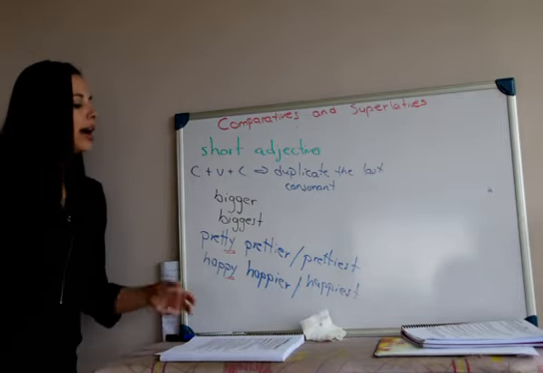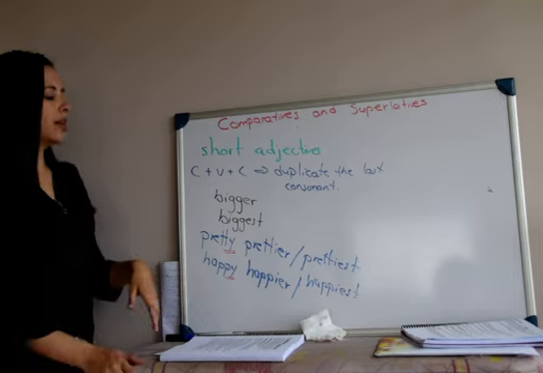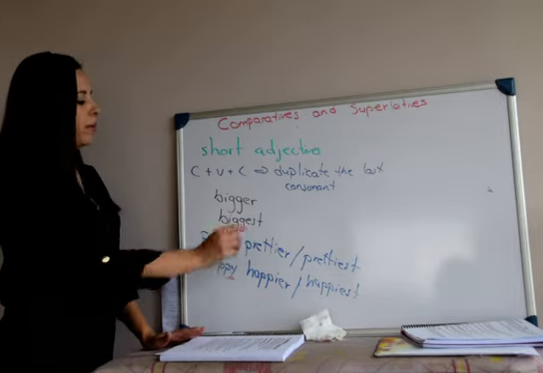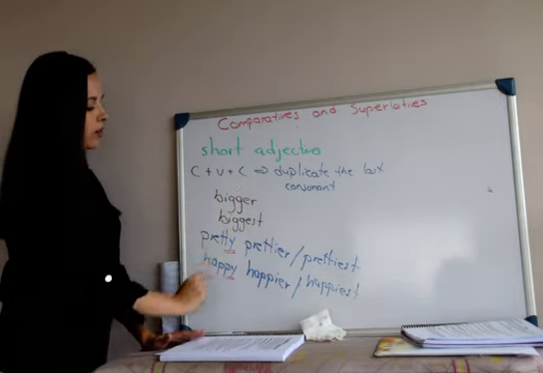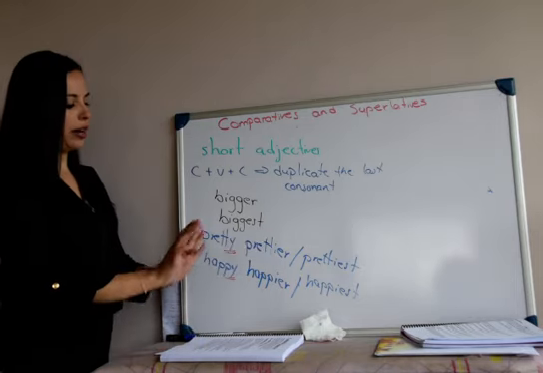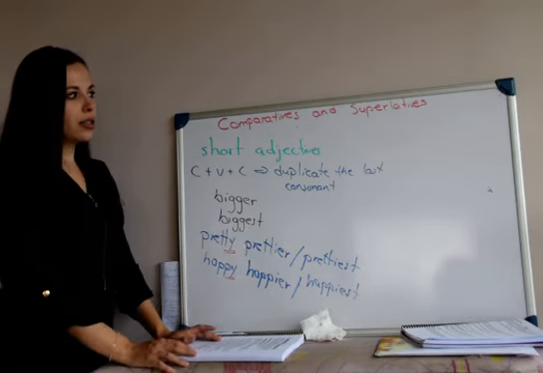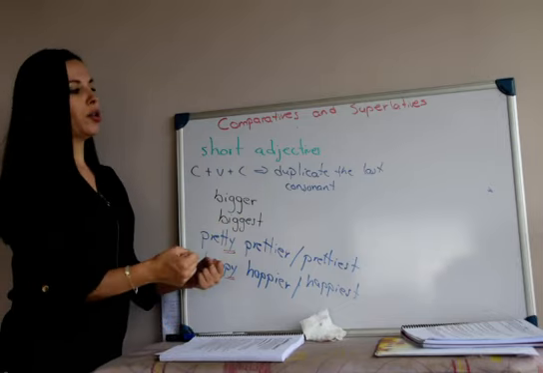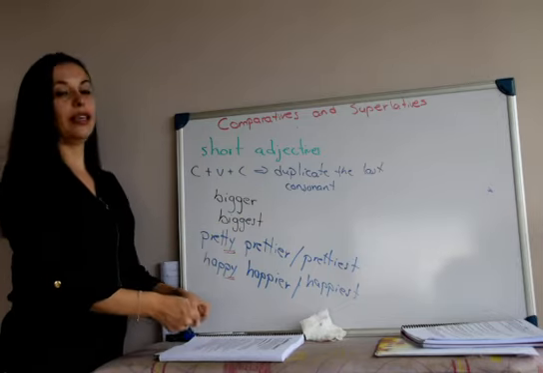Prettier than, or happier than, right? But you need to change that. So remember, consonant, vowel, consonant, duplicate the last consonant. Consonant Y, change the Y for a regular I. And that's it. So that's all you need to remember or to know about comparatives and superlatives. See you in the next video.